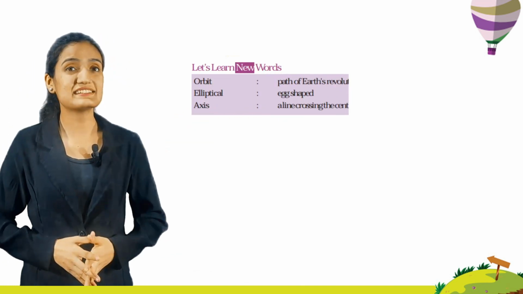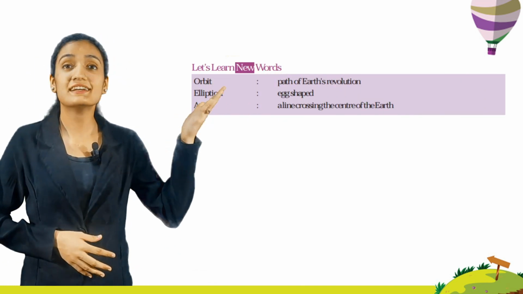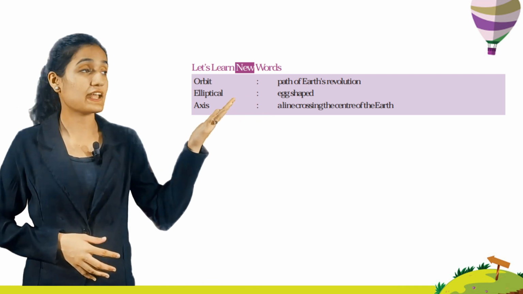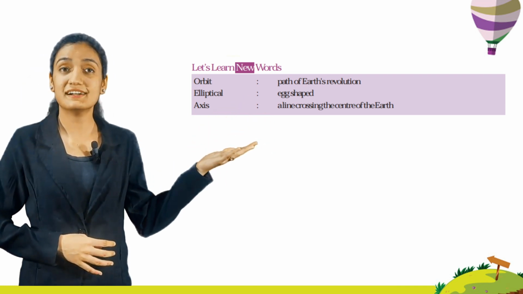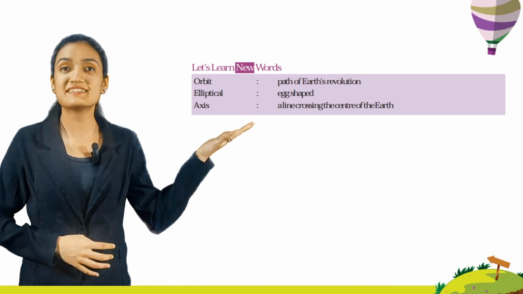Now kids, let's learn new words. Orbit, path of earth's revolution. Elliptical, egg-shaped. Axis, a line crossing the center of the earth.